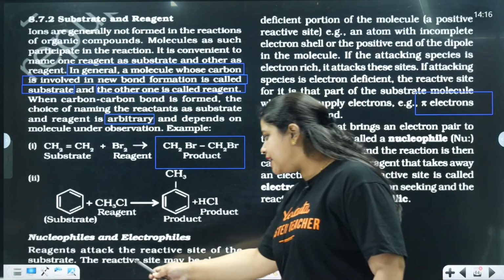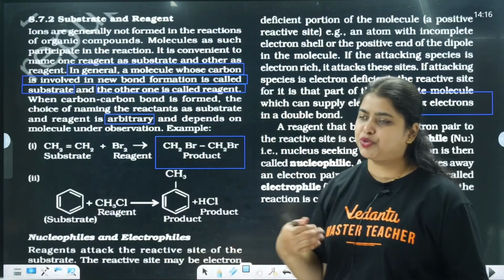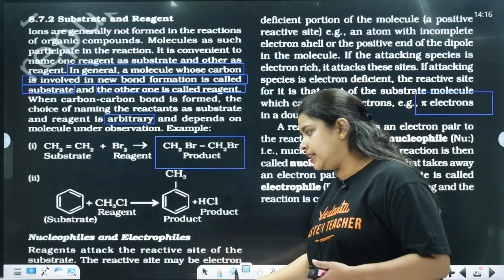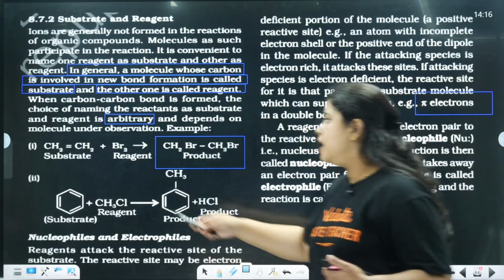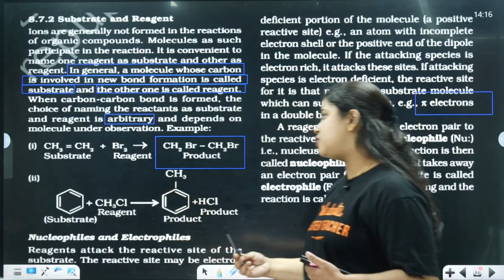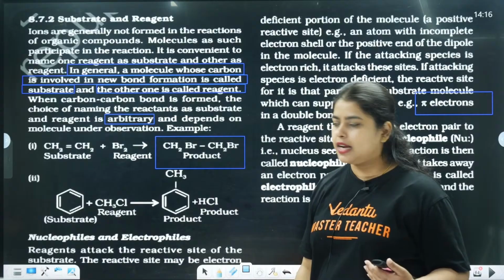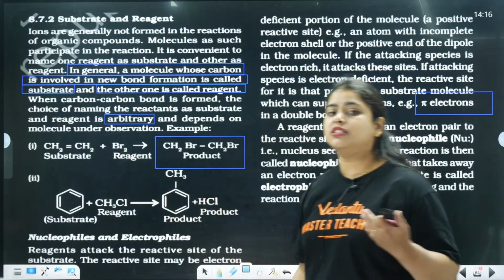Now whenever the reagent is attached to the reactive site of the substrate, what is getting attached? The reagent is getting attached. Here Br2 is attached with the substrate, right? It becomes CH2Br single bond CH2Br, right? Meaning the reagent is getting attached to the substrate.